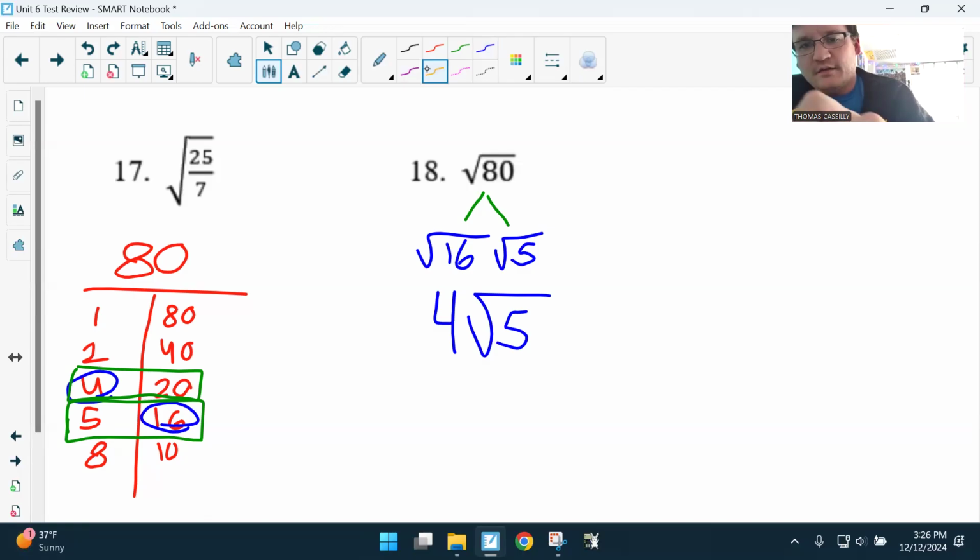Now, let's say I didn't pick the 16. Let's say I went the other route. I went with the 4, the square root of 4, and the square root of 20. All right, that's fine. I can still get there.